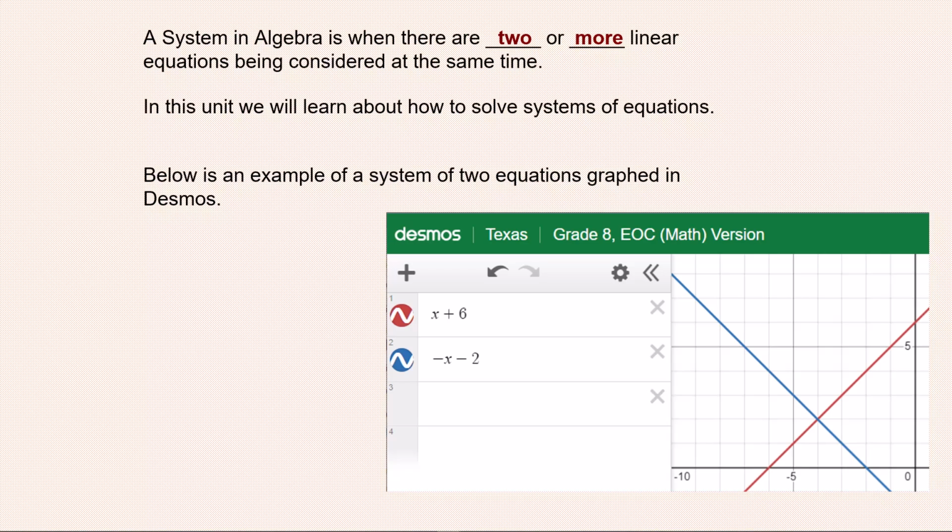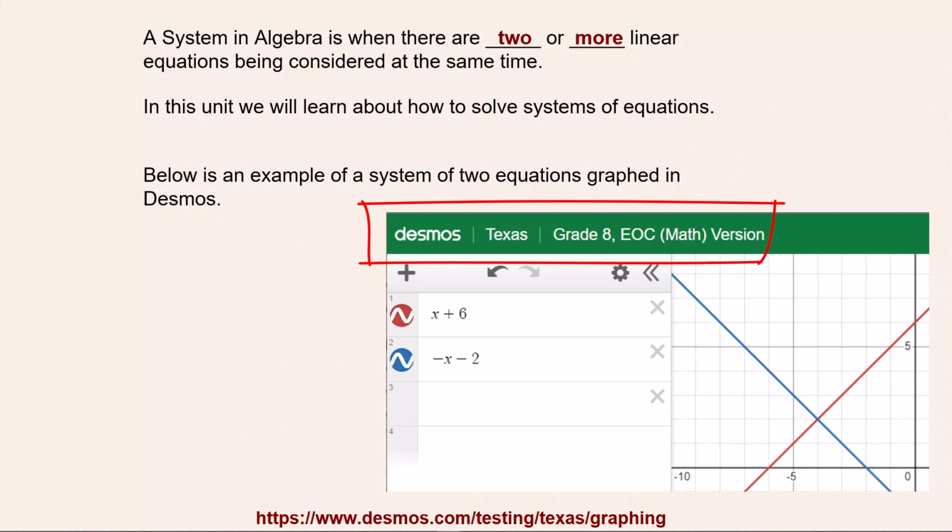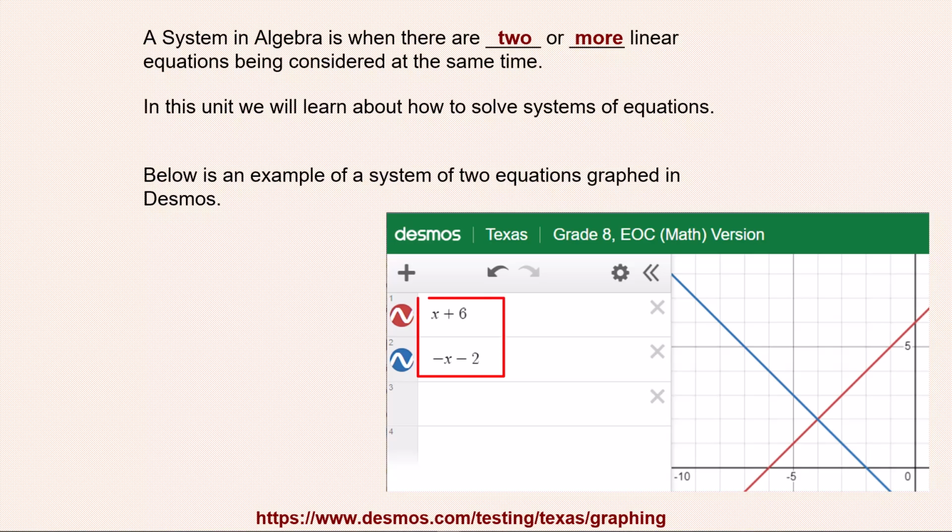First of all, notice the version of Desmos being used at the URL listed below. This is the special version used in testing on the Texas STAAR test for 8th grade math and algebra. We'll use this version from here on out. Next, see that the two equations only show the right side of the slope-intercept form, mx plus b. This is okay and will work in Desmos. We will use this abbreviated form from time to time when graphing.